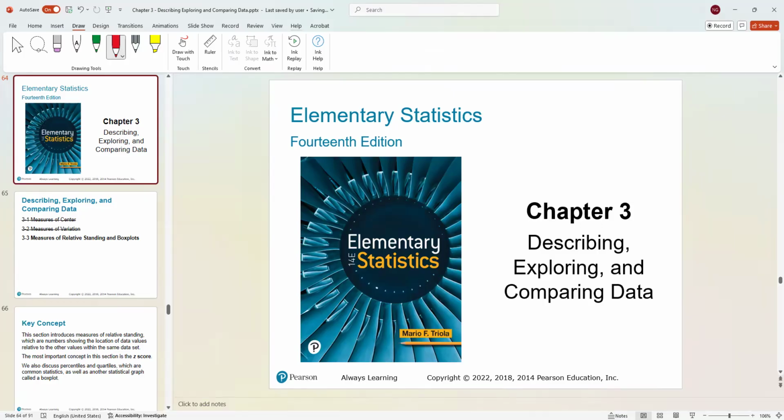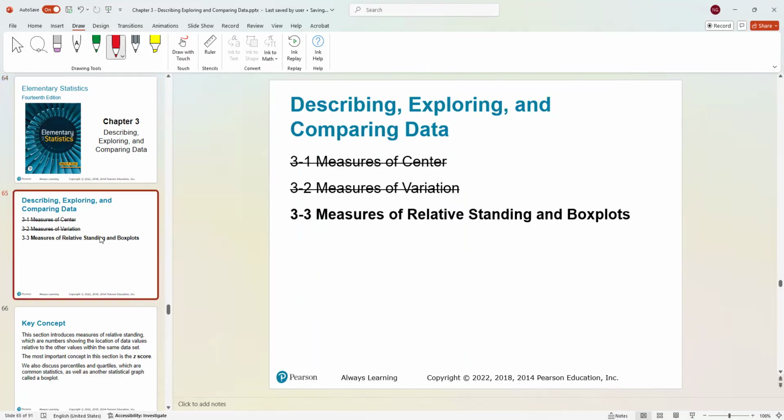In this video, we're going to complete chapter 3, which is describing, exploring, and comparing data. In this section, we're going to focus most of all on section 3.3, measures of relative standing and box plot.